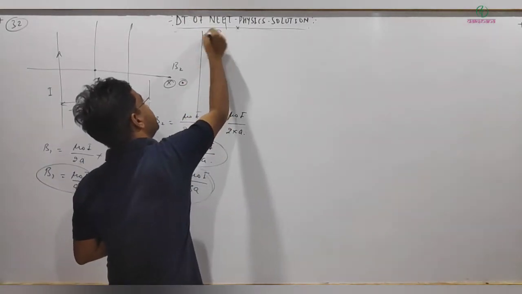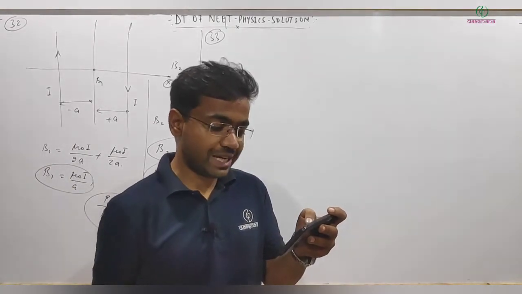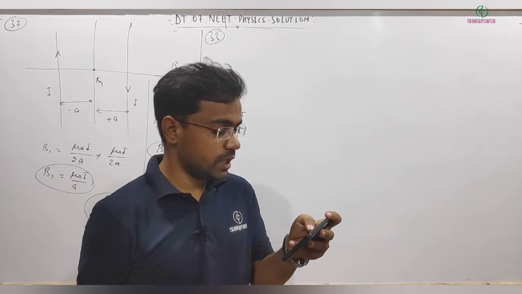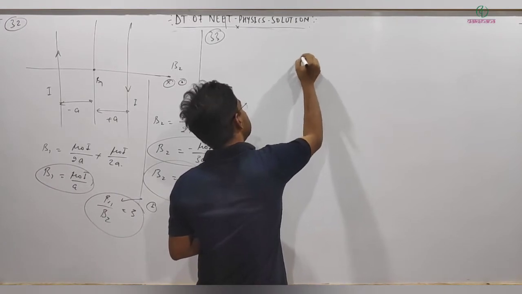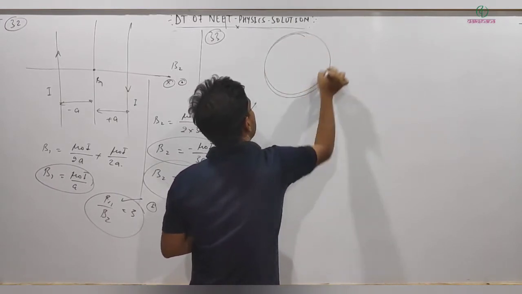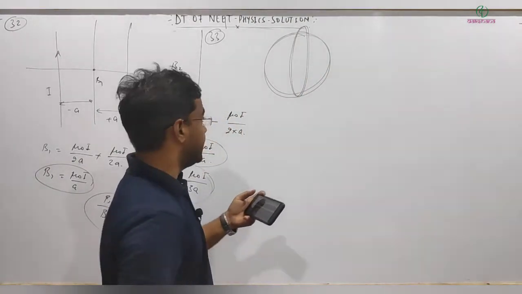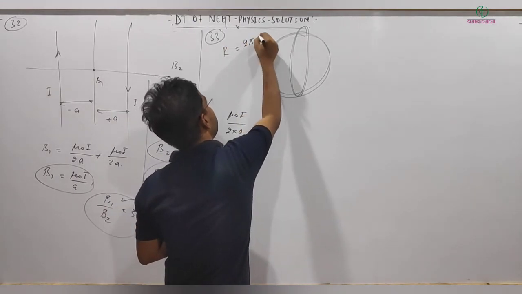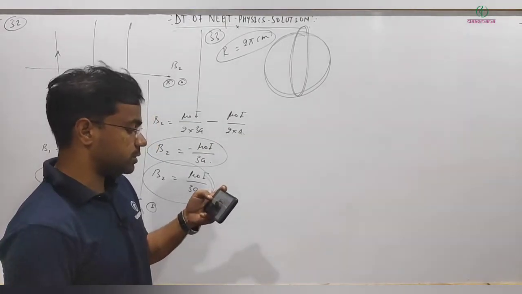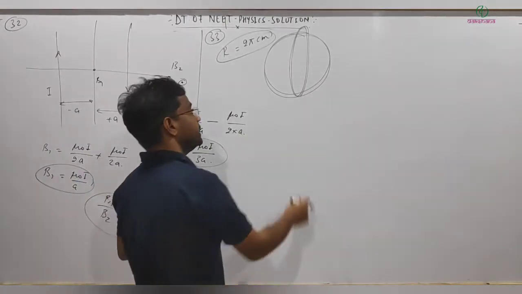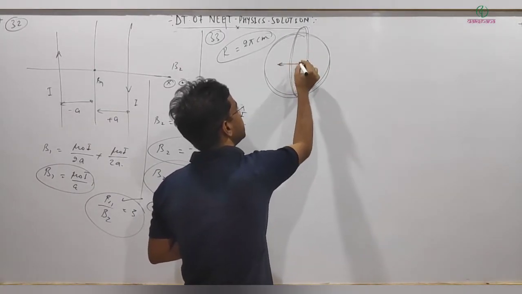Next question number 33. Two concentric coils, each of radius equal to 2 pi centimeter, placed at right angle to each other. Currents 3 ampere and 4 ampere respectively are flowing through them. So if one coil is like this, then another coil is like this, so that they are perpendicular, and radius is given as 2 pi centimeter. The magnetic induction, definitely they are at right angle, so the magnetic fields are perpendicular, one this way, another this way.